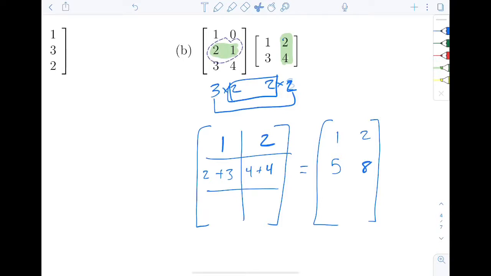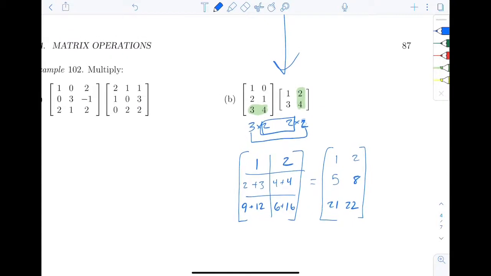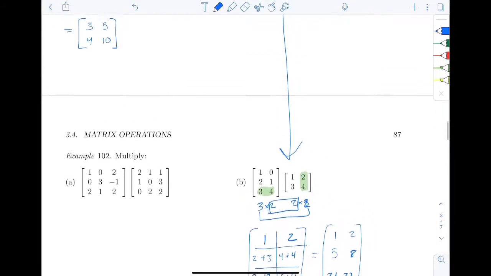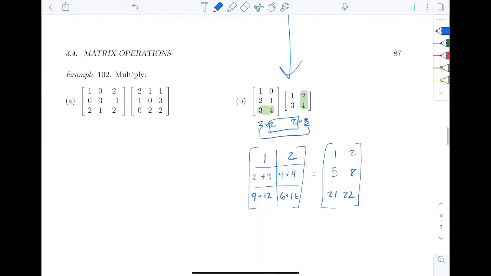Now we're going to move down to the next row and first column. So what do we have here? 3 times 1 plus 4 times 3. 3 times 1 is 3, plus 4 times 3 is 12. It makes 15. And the last one, let's move that over. So I get 3 times 2 is 6, plus 4 times 4 is 16, which gives me 22. There we go. We just did our second matrix multiplication. Now, this should sort of stand out. We can multiply some matrices in one order, but not the other. That's very interesting.